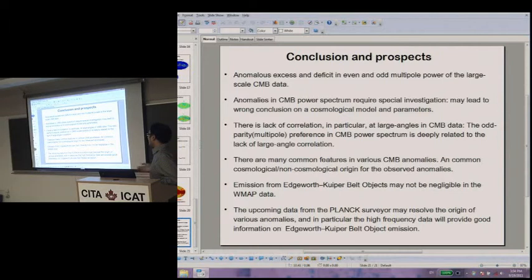And the emission from the hypothetical second dominant object may not be negligible given our preliminary result. The Planck satellite has a high frequency channel, which is 900 gigahertz. As I showed before, the frequency of the hypothetical object has a peak at 3 terahertz. So the 900 gigahertz Planck data is going to provide very good information on the hypothetical object, probably beating the synchrotron emission in that channel. So that's quite something. We are going to have a better result when the Planck data is available.